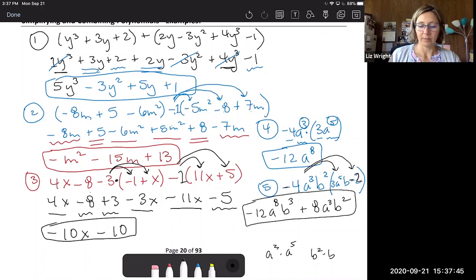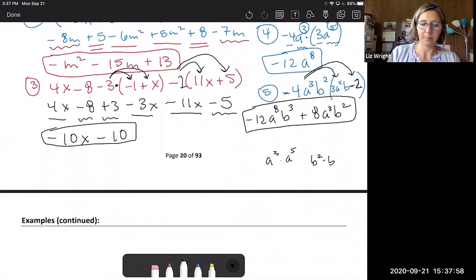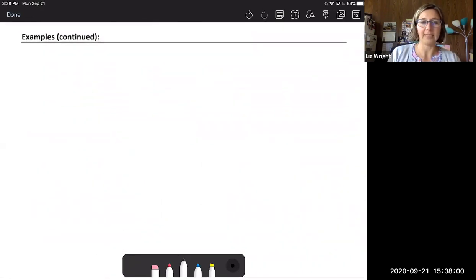All right, so we're going to go to the next page and we're going to do several more examples. We're going to do some more multiplying, dividing for the page after that. This is like the day full of examples.